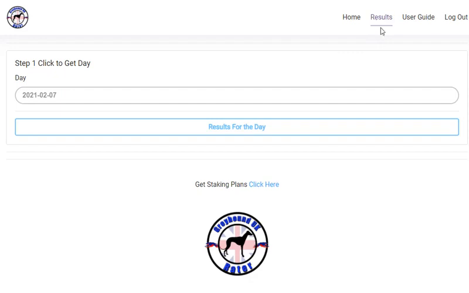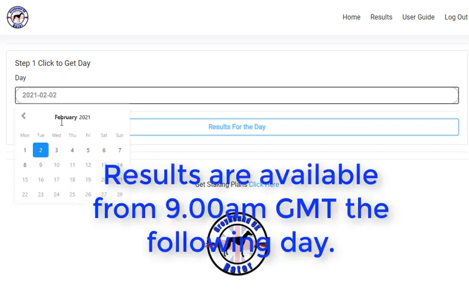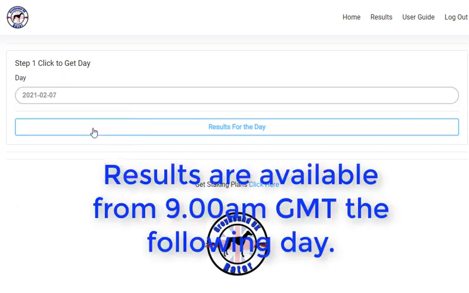So when you push the results page, you come to here and you get a calendar, so you could go back and look at previous dates. But let's look at the 7th. Now the results are updated between 8:45 and 9 o'clock GMT time the following day. So Sunday's results are available Monday morning, etc.